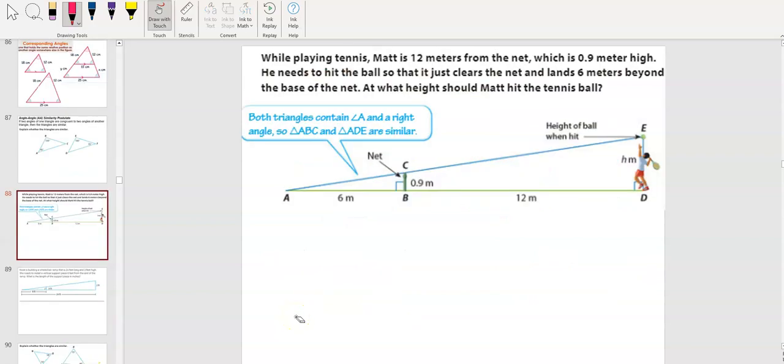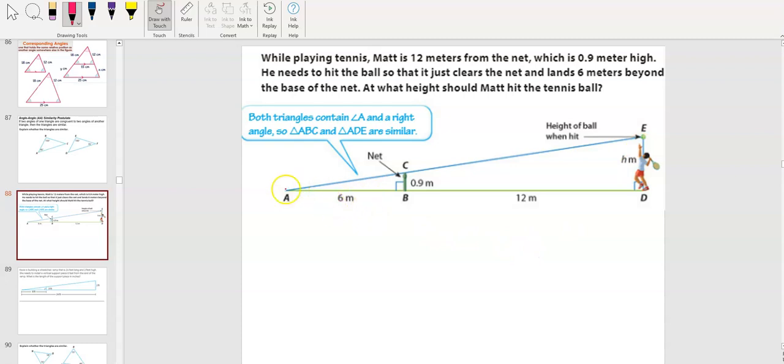So let's start solving some problems using similar triangles. Here we have, while playing tennis, Matt is 12 meters from the net. That's where we're getting this number here, which is the net is 9/10 meters high. He needs to hit the ball so that it just clears the net right here and lands 6 meters beyond the base of the net. At what height should Matt hit the tennis ball? So we want to know, how high does he need to jump? What is the height that he needs to make contact with that tennis ball?